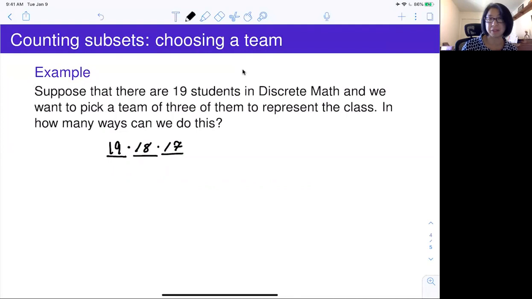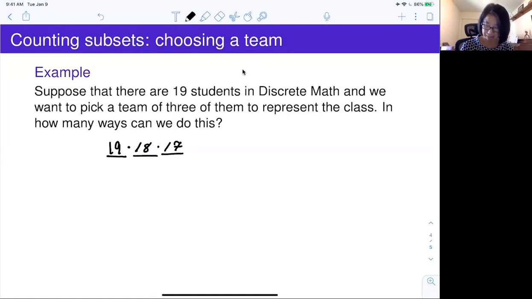we have 17 choices. However, this is a team, right? It's not like there's a first person on the team, a second person on the team, and a third person on the team. The team is unordered. So we have to divide. This is how many lists of three people that I can make from our class, but I have to divide by the number of ways of reordering this list.